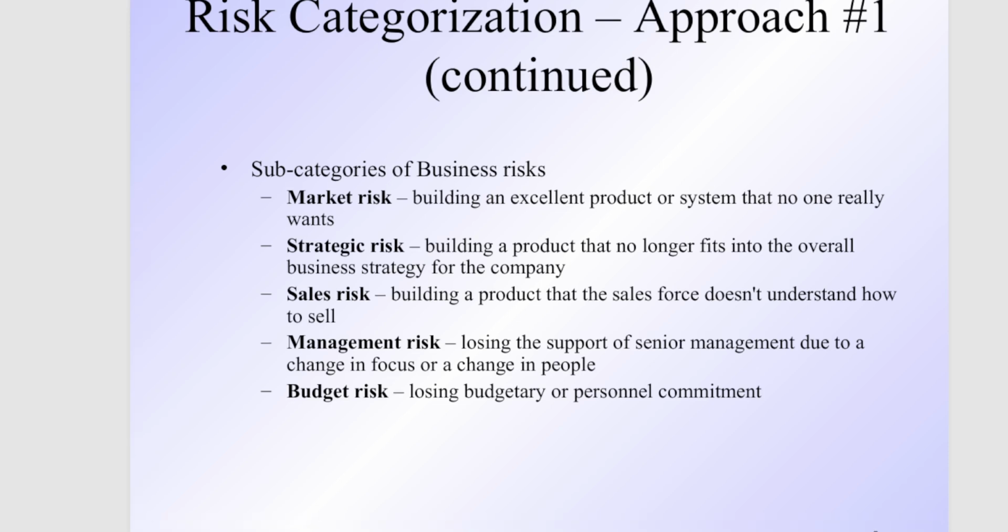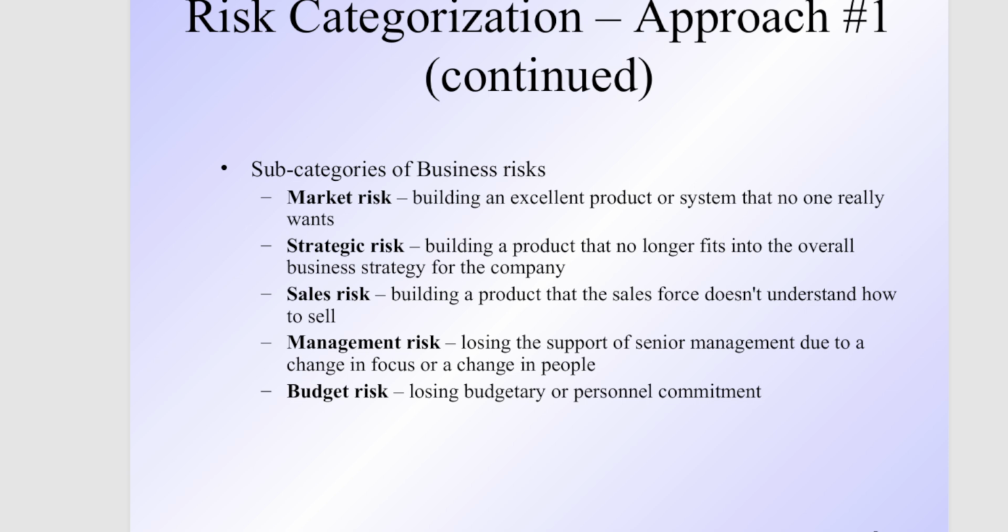Then we can have subcategories of business risks like market risk, strategic risk, sales risk, management risk, and budget risk. All these things are related to the business implementation of a project, like whether you end up building an excellent product or system that no one clearly wants.